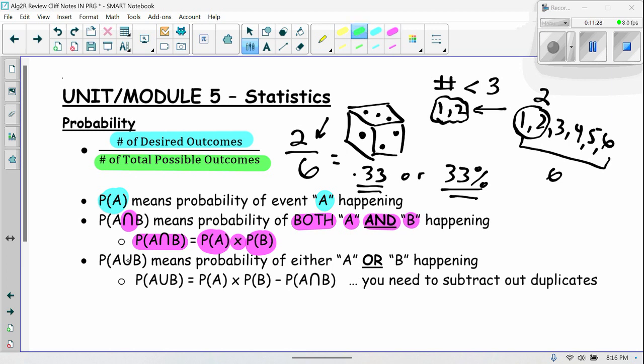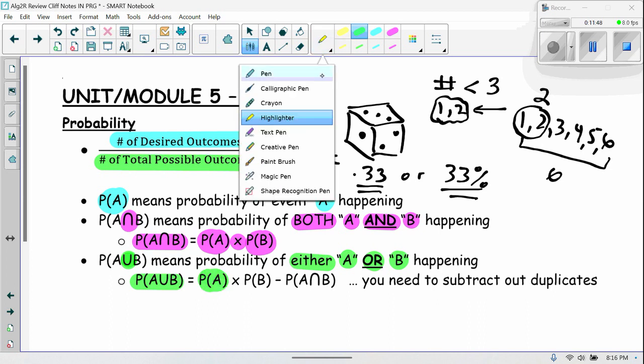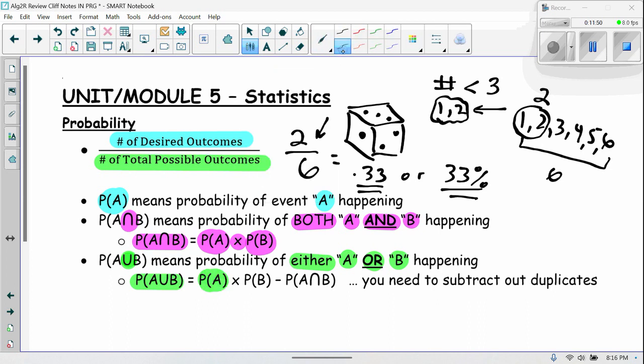If they have this little U in between, that means either A or B happens. Okay? They both don't have to happen. So how do I get that? The probability of A or B means I still take the probability of A, and this, my friends, oh, you're supposed to add these. This is supposed to be a plus sign here.